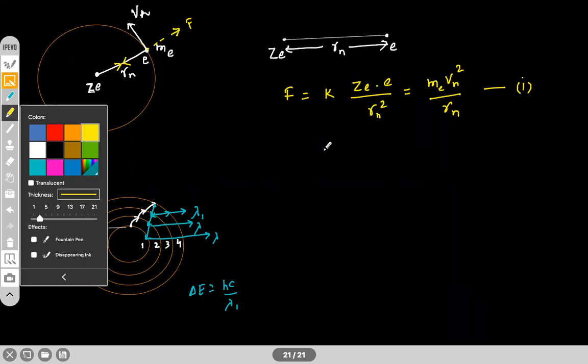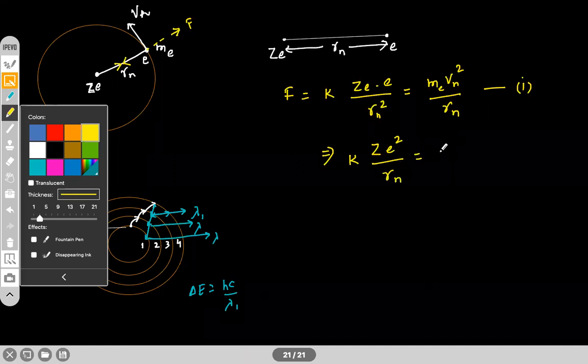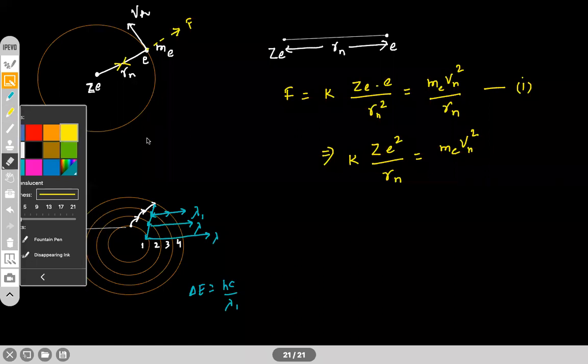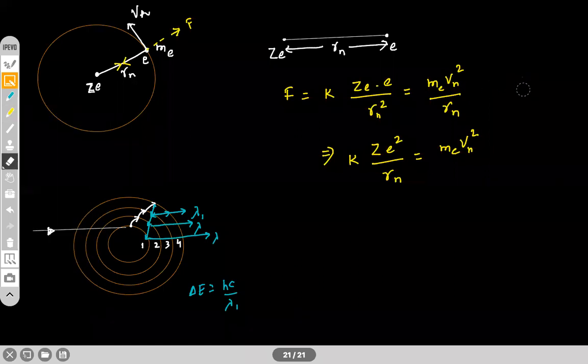Correct. Further, we can write this as k times Ze square divided by rn square is equal to me vn square by rn. Right, I'll write down this as the first equation.